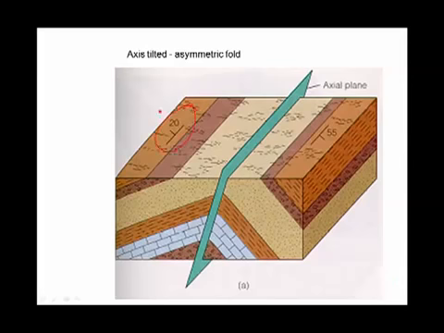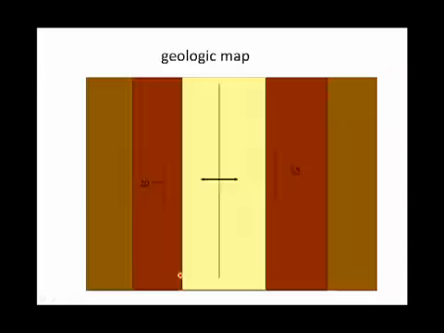The left side is dipping 20 degrees, while the right side is dipping 55 degrees. In this case, it's asymmetrical, and the axis of the fold is at an angle. If you were to see this on a geologic map, it would look like this. Once again, this is the symbol for an anticline.